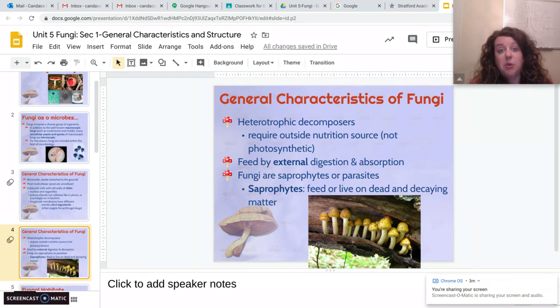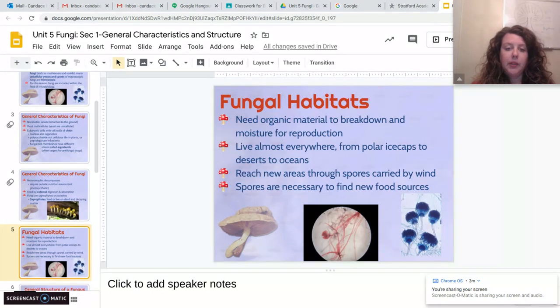Okay, now the fancy word for decomposer is saprophyte. Okay, so that's any organism that feeds or lives on decaying matter. So that's a new vocabulary. Sometimes they're called saprobes. So either saprobe or saprophyte is fine. So that's just a big fancy word for decomposer, because there's also something called a detritivore that we're not going to get into. Okay. So what do fungus need to grow?